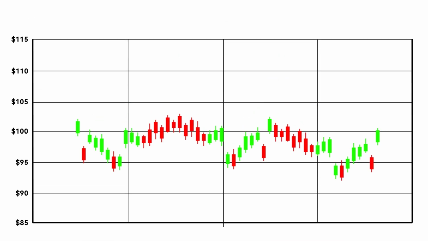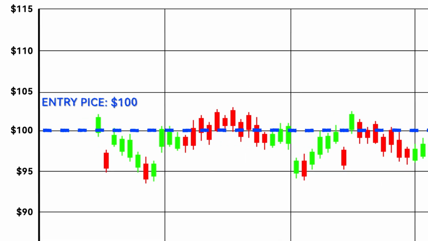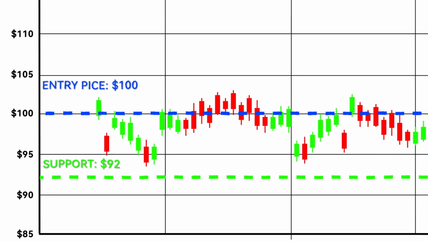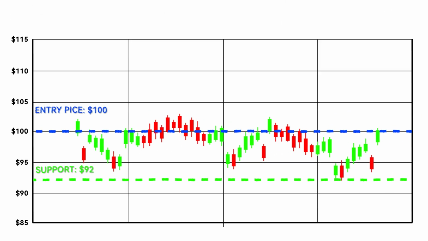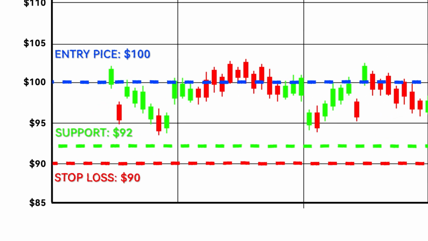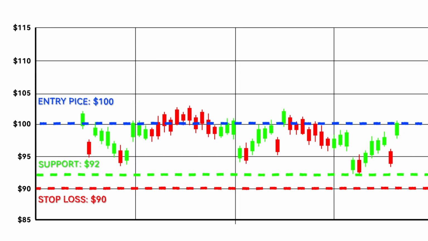Imagine you're trading for the first time and you need to choose a stop loss. You open a long position at $100. First, you check the chart. You see a support zone around $92, a level where the price bounced several times. If you use the support method, you place your stop loss just below that zone, for example at $90.